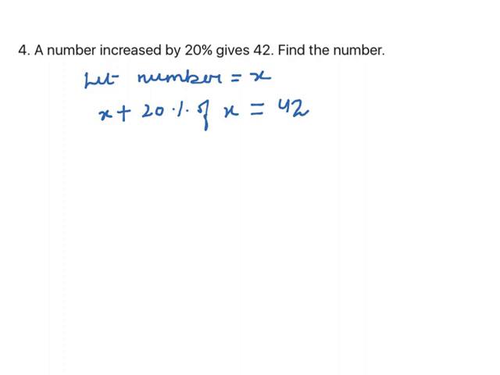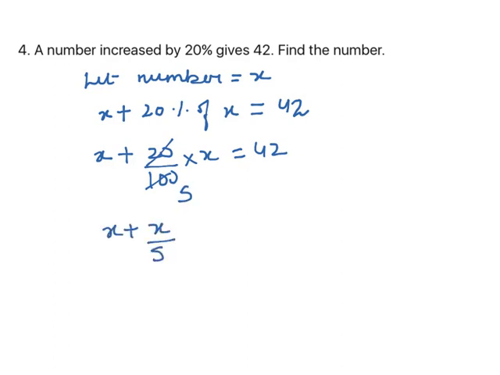Now we will simply solve it. x plus 20 by 100 times x equals 42. Now we will simplify it. We will get x by 5. It means x plus x by 5 equals 42. Now we will add these two terms, and for this we have to take the LCM. So we will get 5x over here plus x over here, and it will give us 42.